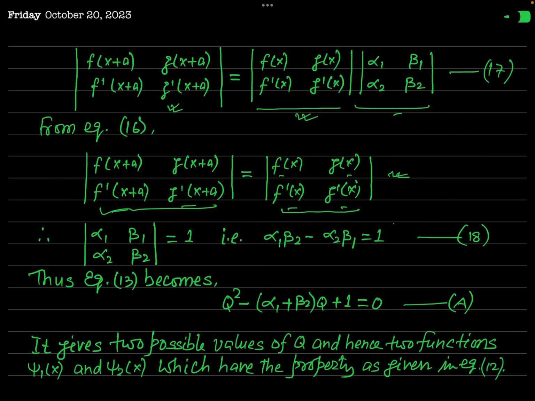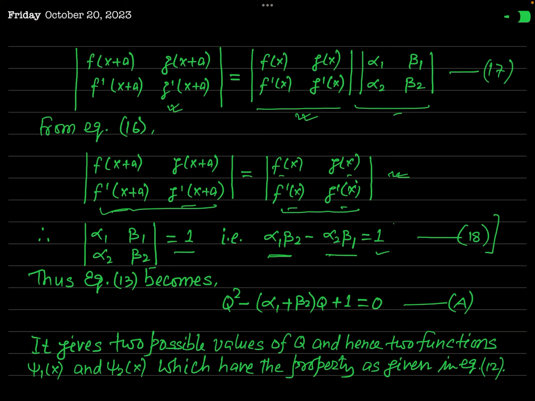So on this basis you can say that the determinant alpha 1 beta 2 minus alpha 2 beta 1 is simply equal to 1, and this is written as alpha 1 beta 2 minus alpha 2 beta 1 equals 1. So you can see in this way we have proved that this term alpha 1 beta 2 minus alpha 2 beta 1 equals 1.